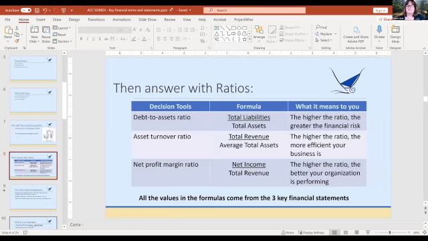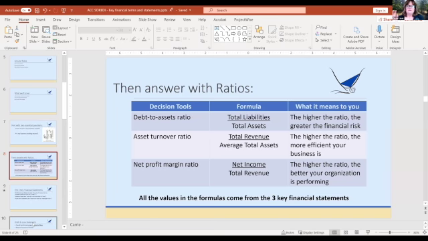The way we answer both of those questions is with ratios. And the three most useful ratios for these particular questions are presented here as your debt to assets ratio, your asset turnover ratio, and your net profit margin ratio. Each of these ratios is calculated with a formula that you will get the information for the top or the bottom of the formula directly from the financial statements that we're going to look at.